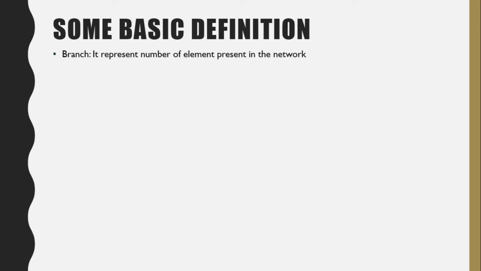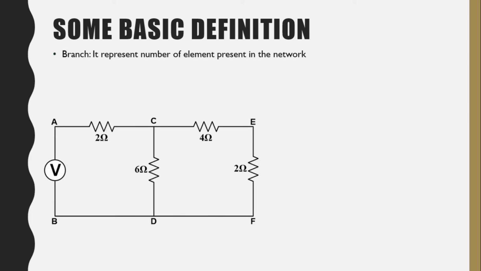Then there are some further basic definitions which you should know. It is a branch. It represents number of elements present in the network. So over here you can see a figure where A, B, C, D, E, F are some points located in the circuit, and there is capital V which is a voltage source. Just now it is not defined whether it is AC or DC, but there is a source connected to a resistive network. Why a resistive network? Because all the elements connected to the source are resistive in nature.